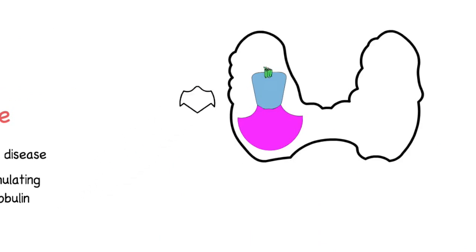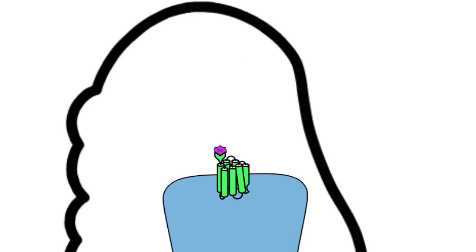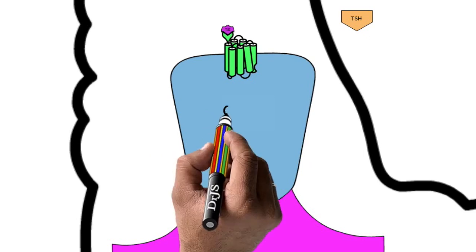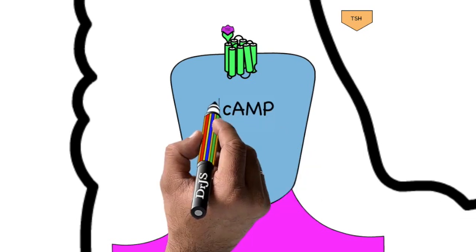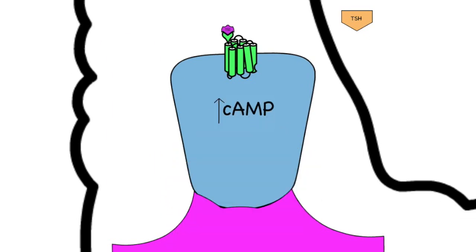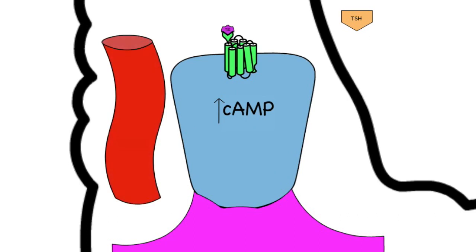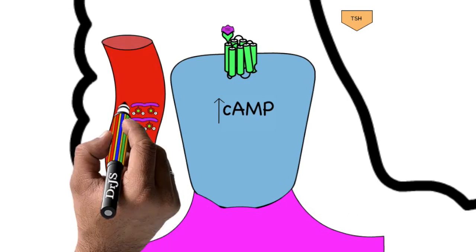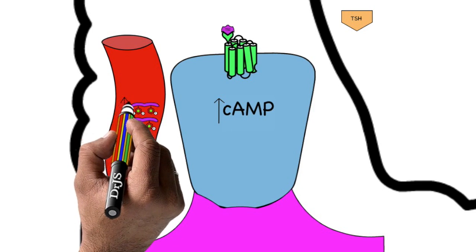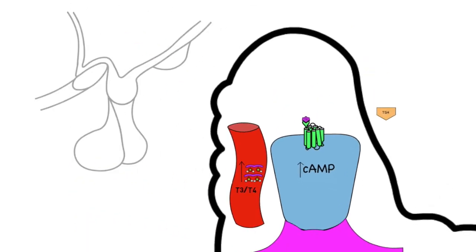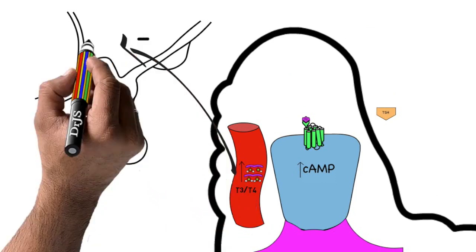These antibodies bind with the TSH receptors present on the follicular cell membrane. The TSH binding site on the receptor is occupied by antibodies. Now the TSH cannot bind with the receptor. This antibody acts as TSH. As a result, there is increased activation of cyclic AMP, which increases the production of T3 and T4. This high level of T3 and T4 suppresses TRH from the hypothalamus and TSH from the anterior pituitary.